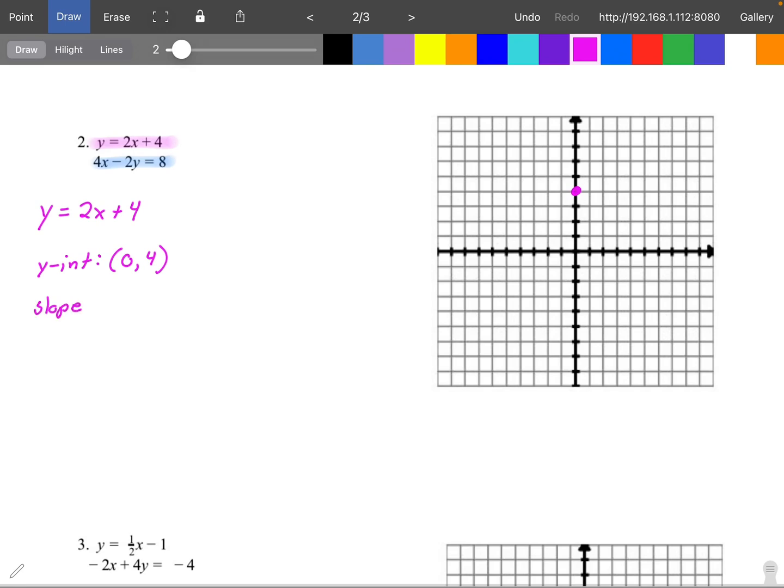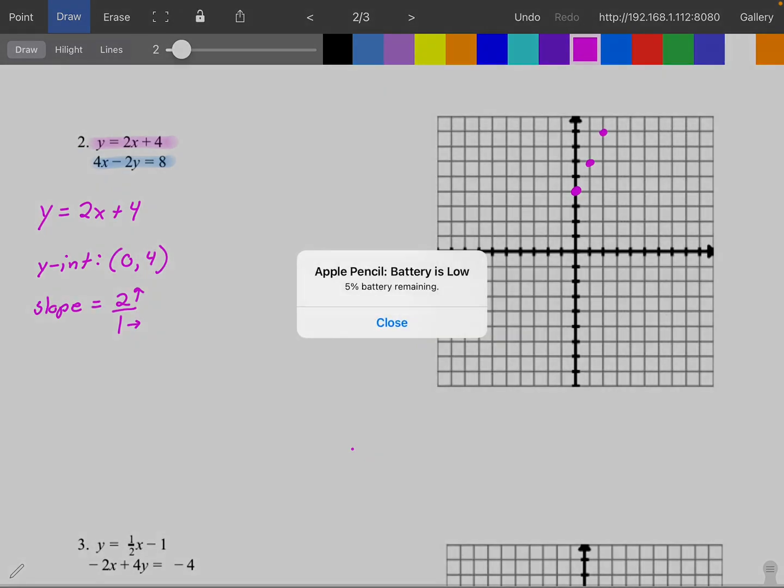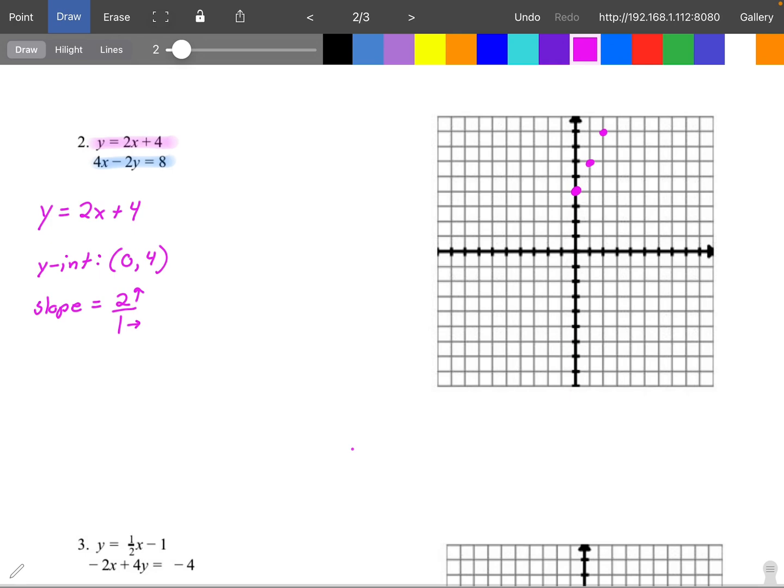And then from that point, I count my slope, which is 2. And then I'm going to put that over 1. So positive 2 is up, positive 1 is to the right. So from my y-intercept, I count up 2, right 1, and then I do that over and over. And once I can't do it anymore, then I'm going to go down 2, left 1, and I'm going to do that as many times as I can. So there is my first line.